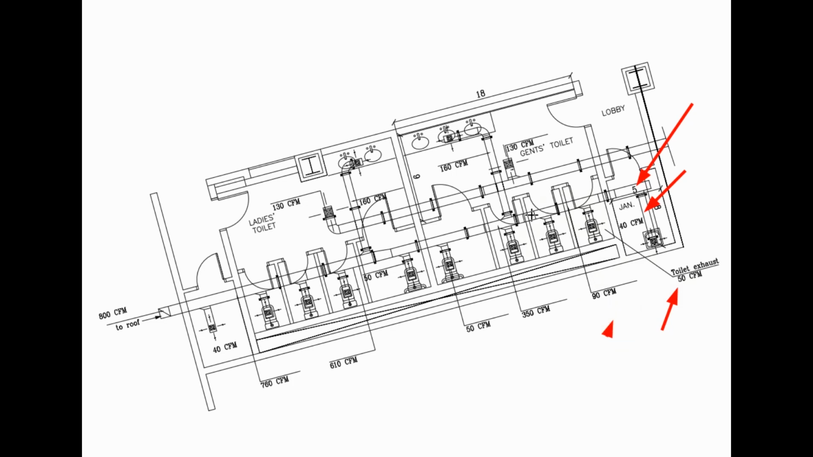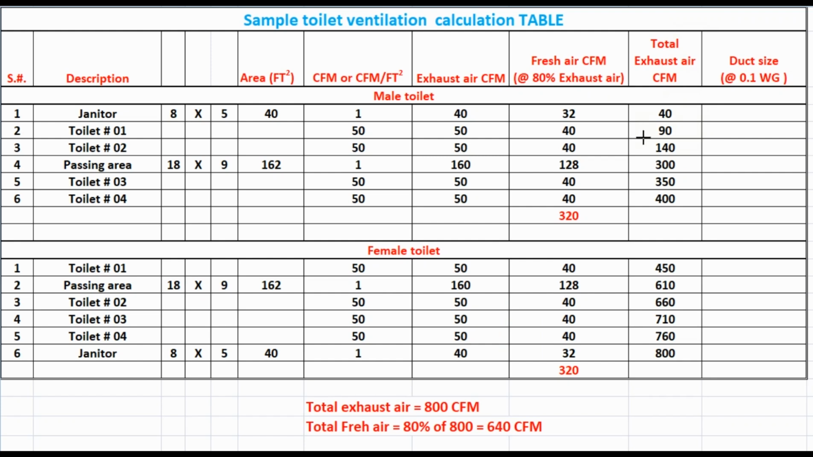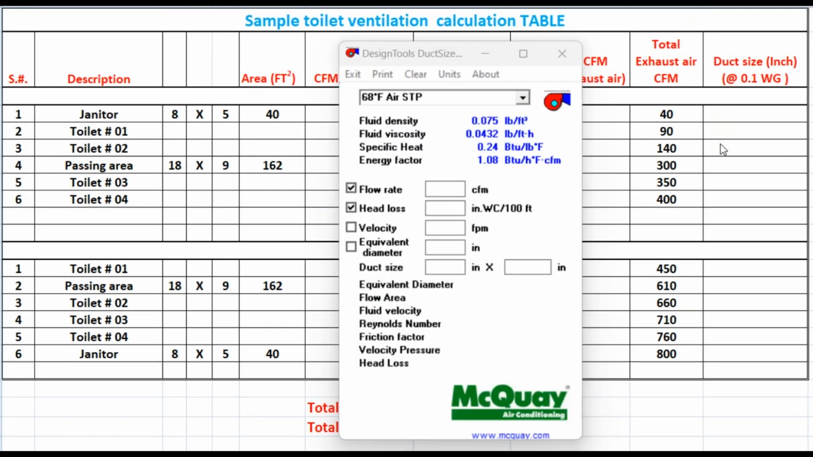After adding one more toilet, the CFM at this point will be 140. At this point, it will be 350. In this table, we have mentioned the exhaust air CFM at each cross section of the duct. First cross section 40, then 90, 140, 300, 350, 400, then 450, and up to 800. Now we will select the duct size for exhaust air.